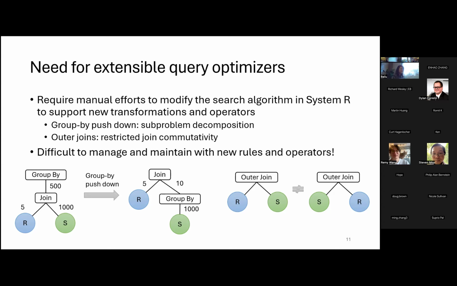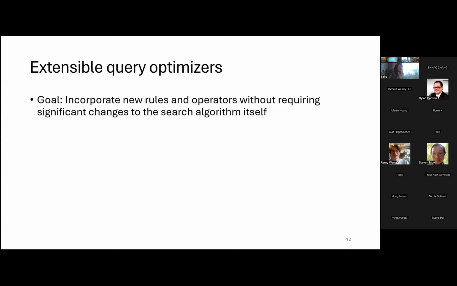At that time, because of this kind of challenge in System R's join order enumeration algorithm, there was a lot of work on how to design an extensible query optimizer where you can incorporate new rules and operators without requiring significant changes to the search algorithm itself.